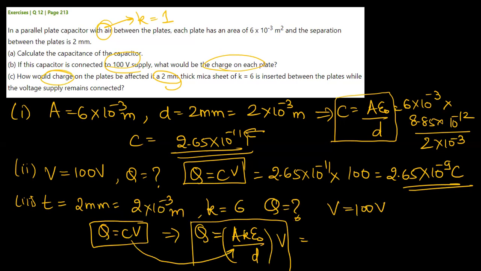So when dielectric is inserted, you will use AK epsilon naught upon D. When dielectric is not there, you use this relation. Now put the value. So Q will be equal to area, and D will be the same as you have taken in the first case.